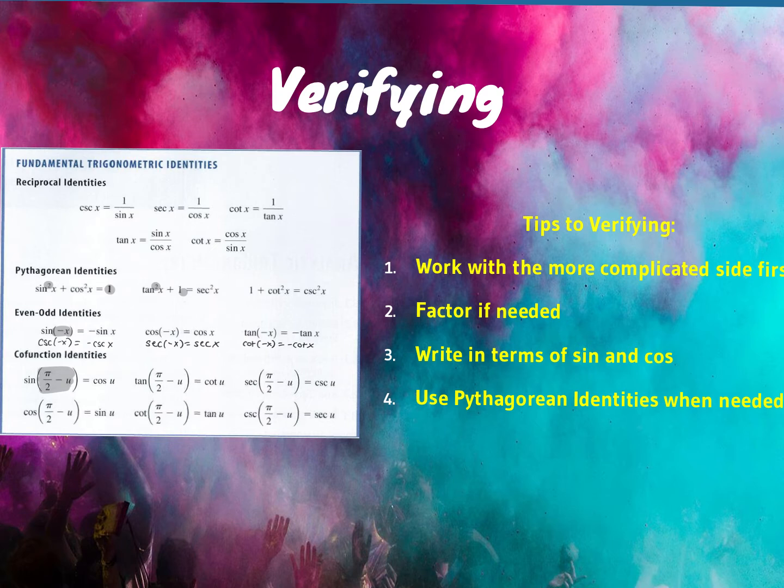Usually, if you have a tangent on one side and sine and cosine on the other, you're going to write that tangent in terms of sine and cosine, or one of the other reciprocal functions. And then don't forget about your Pythagorean identities. When you see something squared, I would always go to the Pythagorean identities first. It doesn't mean they're always going to be used, but usually if you see something squared, they would be.